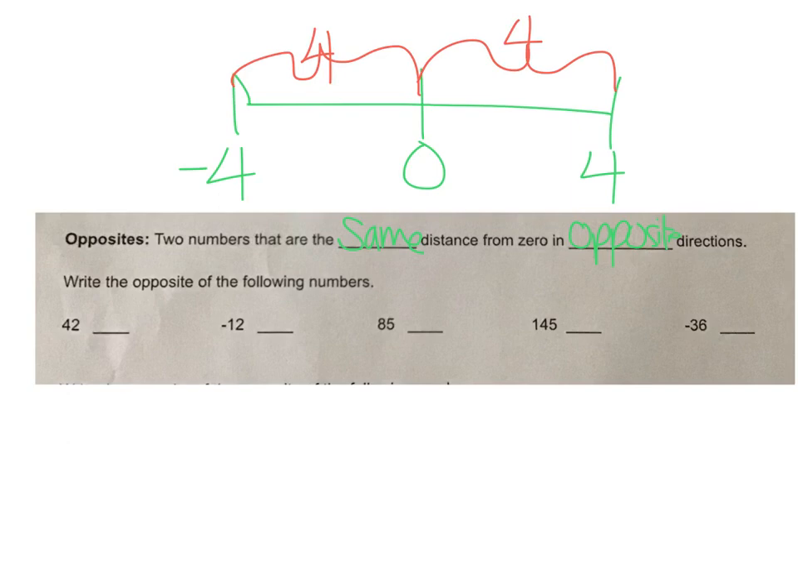They're opposites. So for 42, what is the number that's going to be 42 away from 0 on the other side? Would be -42. So -12, what number on the other side of 0 would be 12 away? Would be +12. Try the next ones and come back and check it. So 85, the opposite is going to be -85. 145, the opposite is -145. 36 would be -36 would be +36.